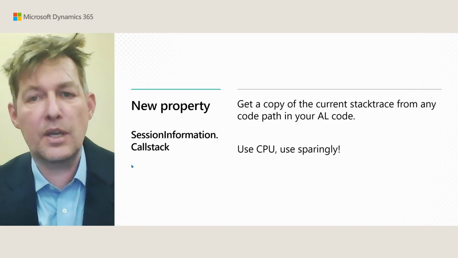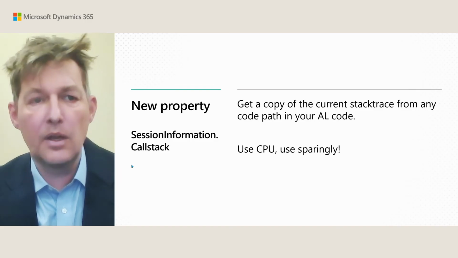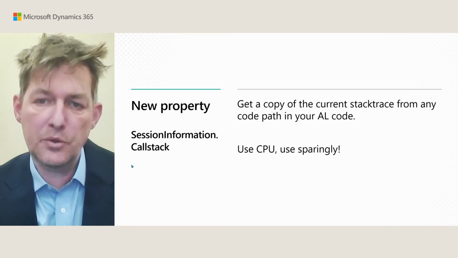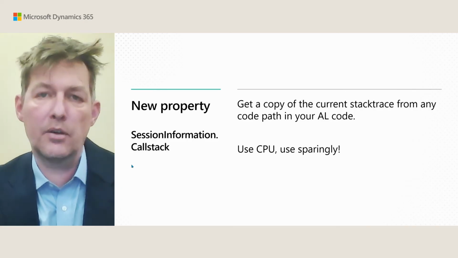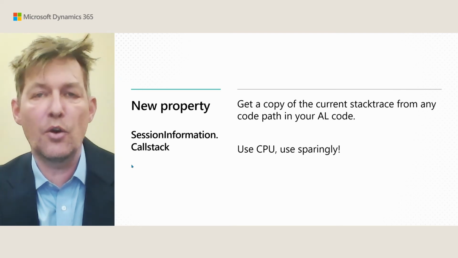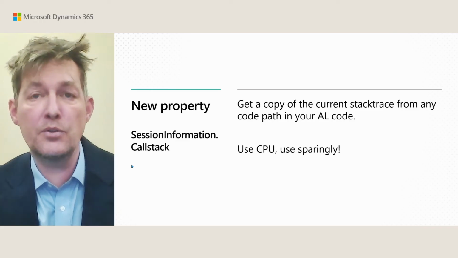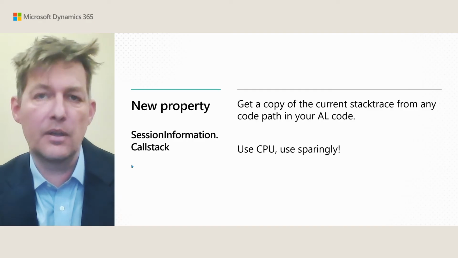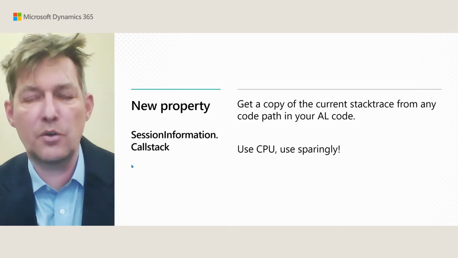If you ever need to take a copy of the current stack trace from AL, there's a new property, SessionInformation.Callstack, that will do this. Make sure that you only use this sparingly, because it requires a lot of CPU to do this, so make sure that you don't overdo it. In the past, the only way you could do this was to throw an exception and then call GetLastErrorCallStack, I think it's called. But now you can just call SessionInformation.Callstack.